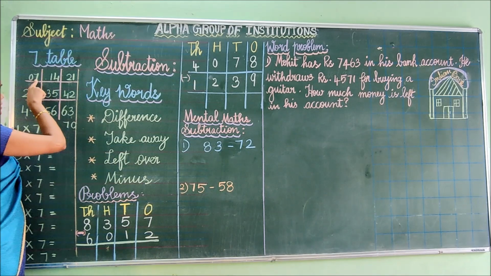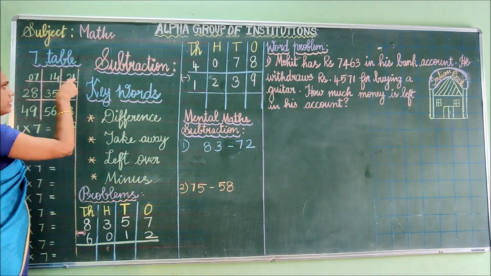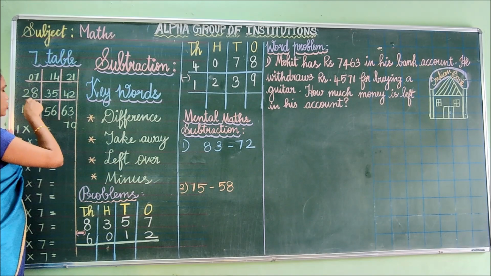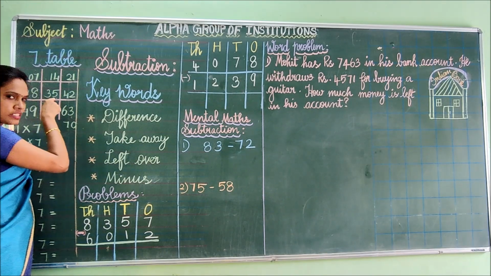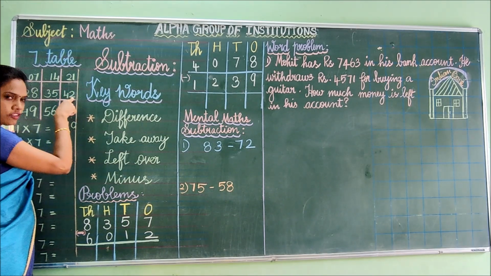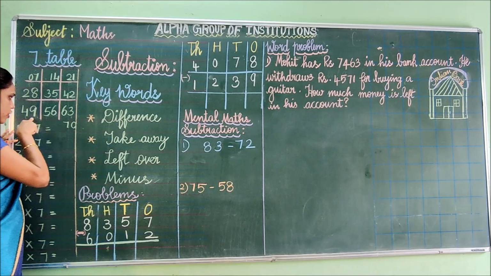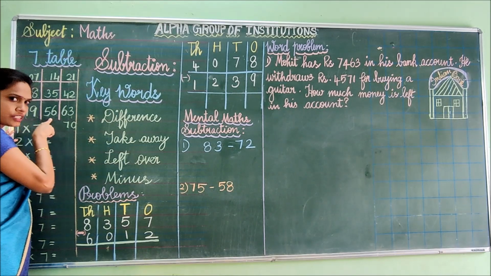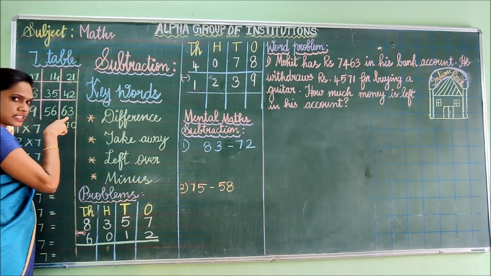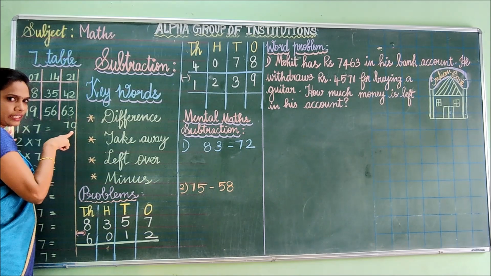See. 1 7 is 7. 2 7s are 14. 3 7s are 21. 4 7s are 28. 5 7s are 35. 6 7s are 42. 7 7s are 49. 8 7s are 56. 9 7s are 63. 10 sevens are 70.